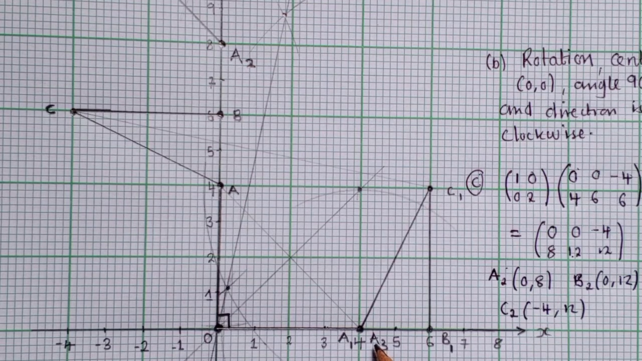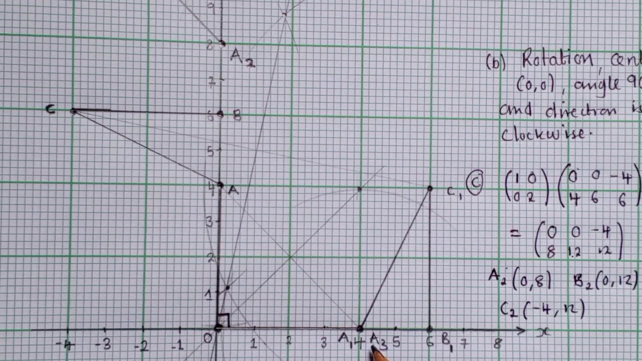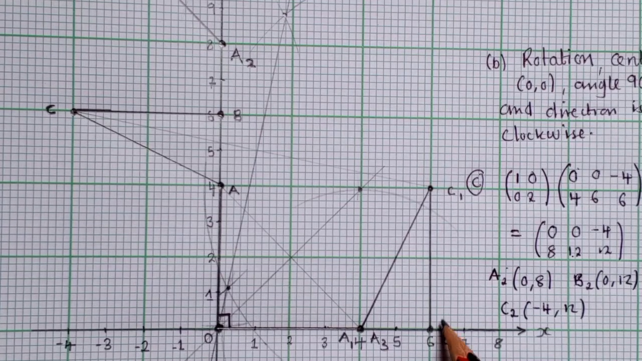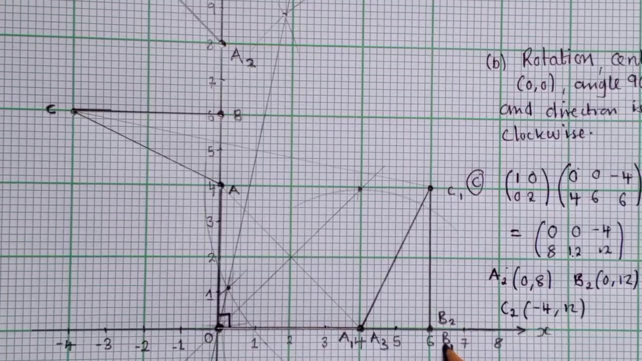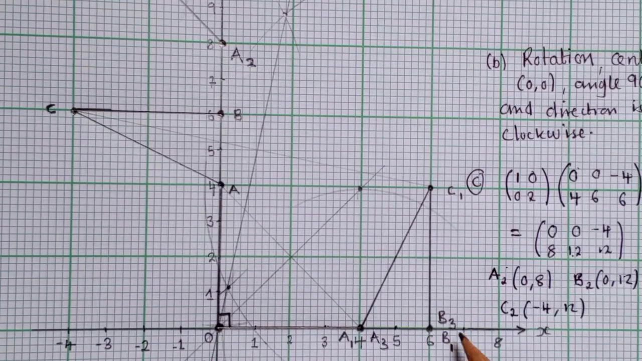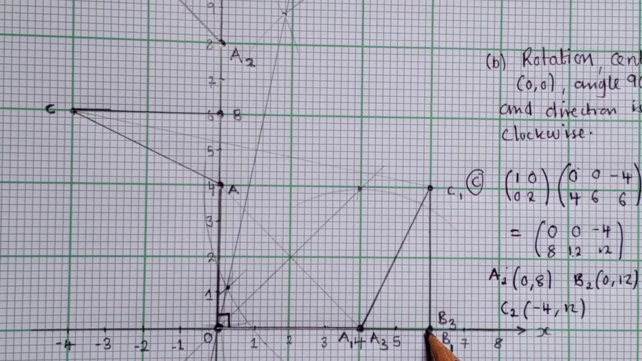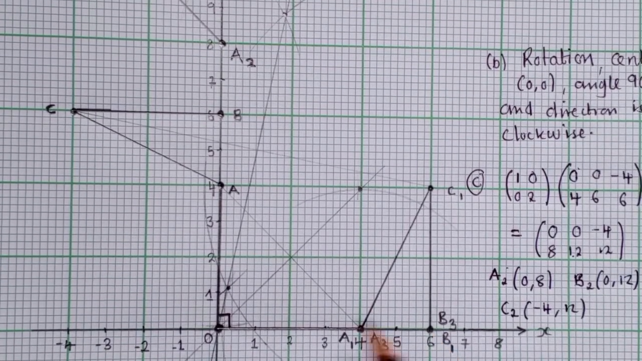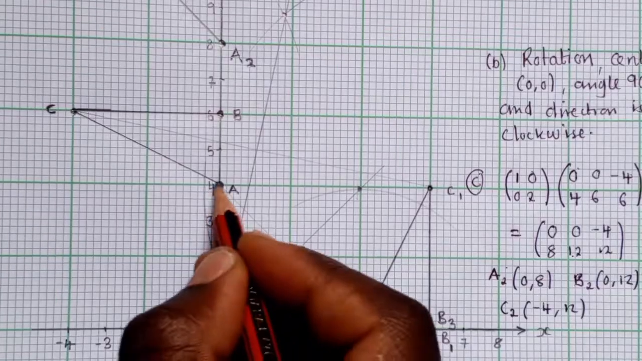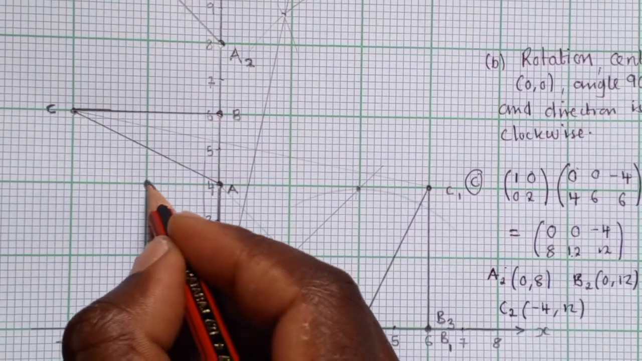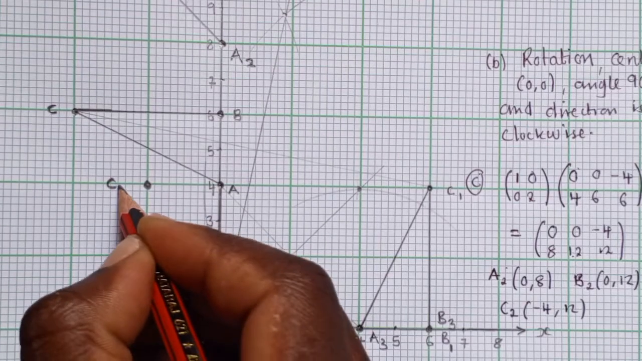Our B3 is (6, 0). So (6, 0) is right here, the same (6, 0). So this will be our B3. Where B1 is, B3 is also found. We go to our C3. C3 is (-2, 4). (-2, 4) is right here. And this is our C3.